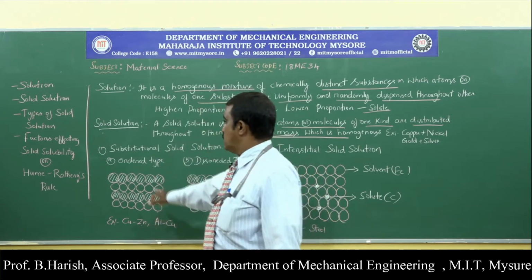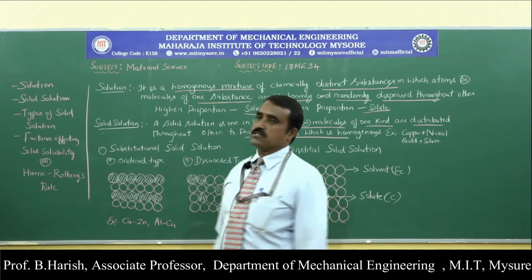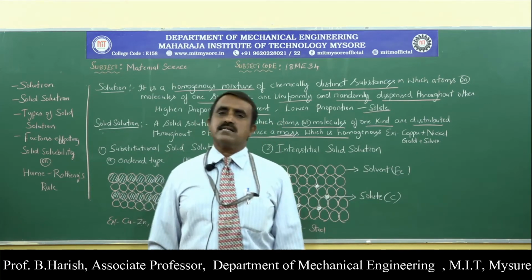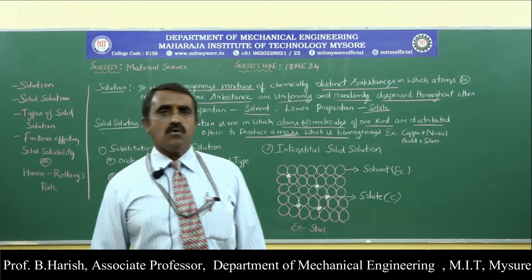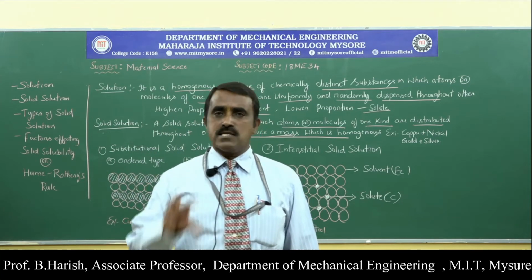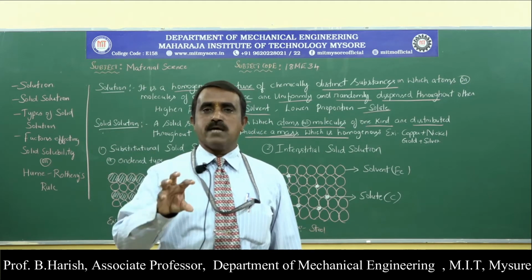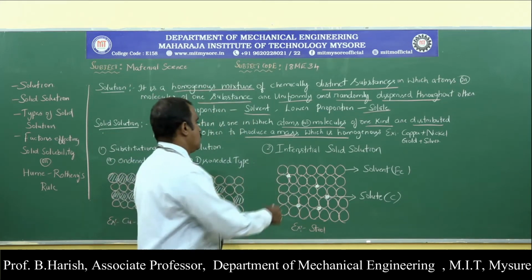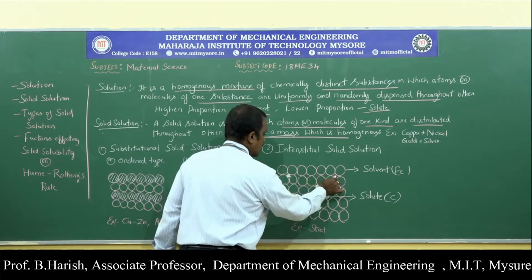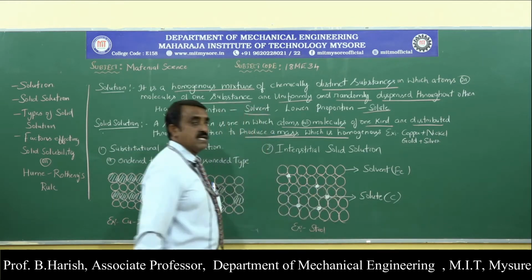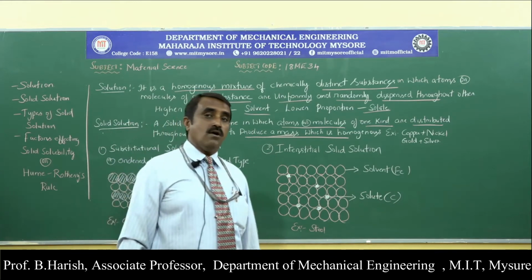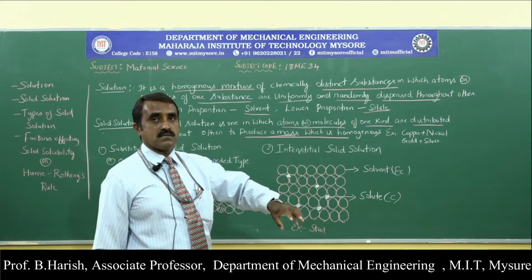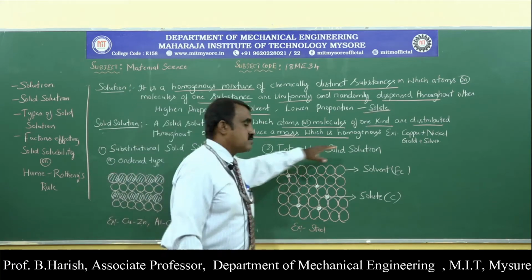That is the first type, the substitutional solid solution. The second one is the interstitial solid solution. What is an interstitial solid solution? We already know about interstitial space. It is the space between the atoms. When the atoms are arranged in a systematic manner, the space between the atoms, you can see this is a space, this is a space. These are all the spaces between the atoms. That is called interstitial space. Now when an atom of one element occupies the interstitial space, then it is called an interstitial solid solution.